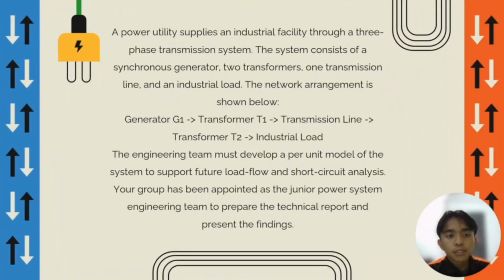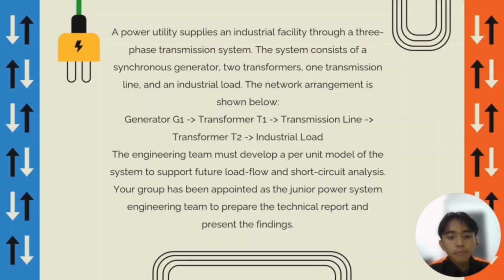First of all, the PBL scenario is a power utility supplies an industrial facility through a three-phase transmission system. The system consists of a synchronous generator, two transformers, one transmission line, and an industrial load. The network arrangement is shown below: generator G1, transformer T1, transmission line, transformer T2, then industrial load.